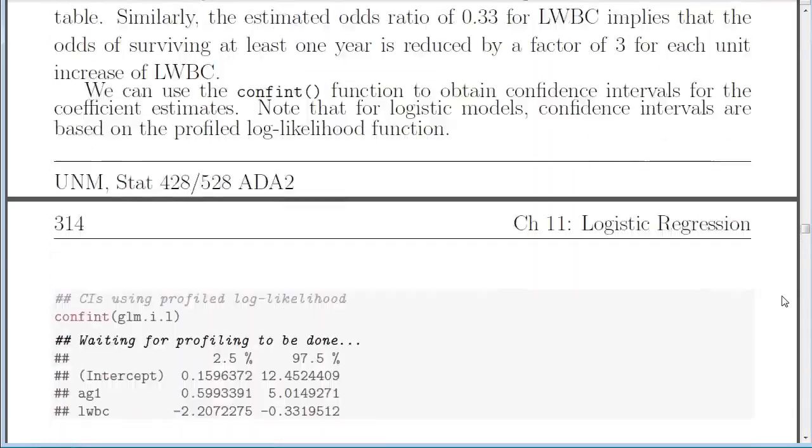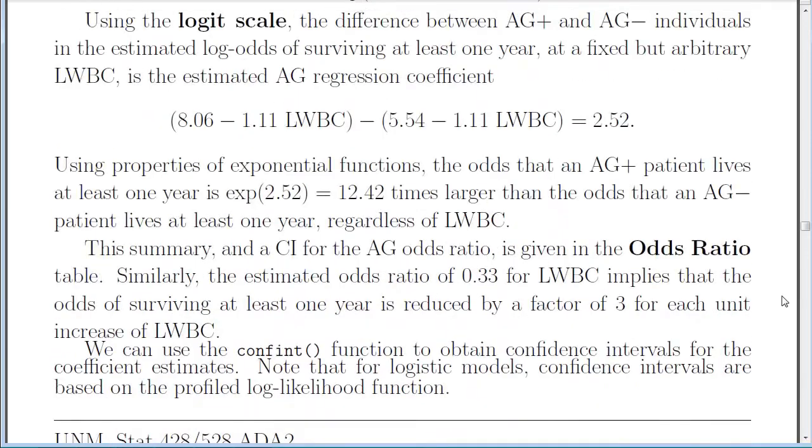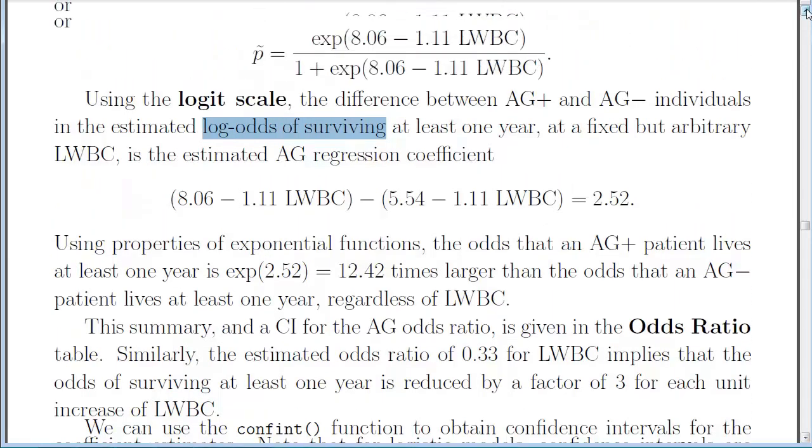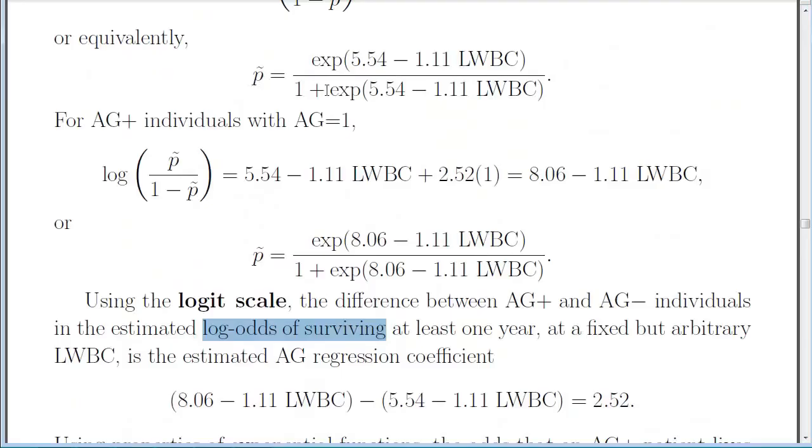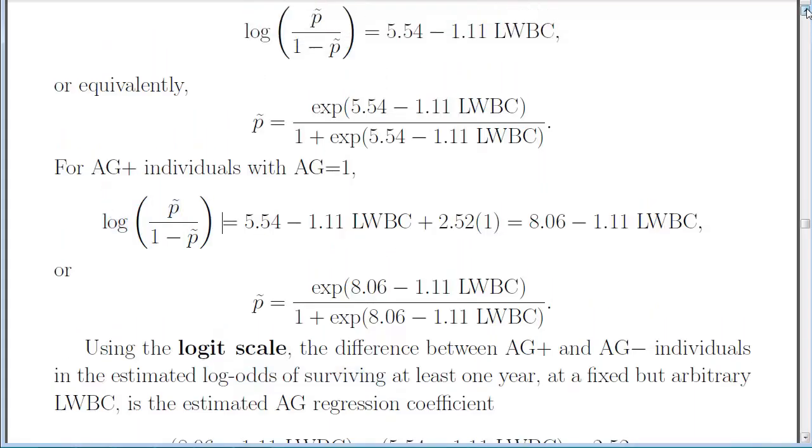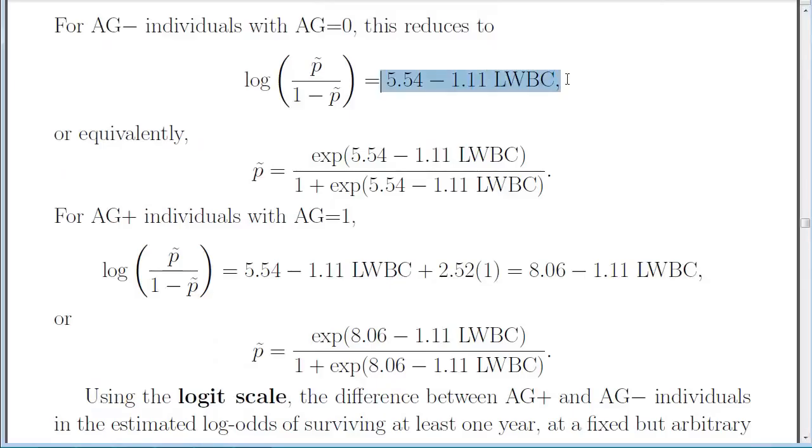All right, let's finish this video by talking about odds ratios. There are different ways to interpret these parameters, and one way is about estimating log odds of survival and differences in log odds between two groups. So if we want to ask the question, how does the log odds, so here's the log of the odds, how is that different between AG negative status people, this equation, and AG positive status people, that's this equation here. Remember, the only thing that's really different is the intercept.